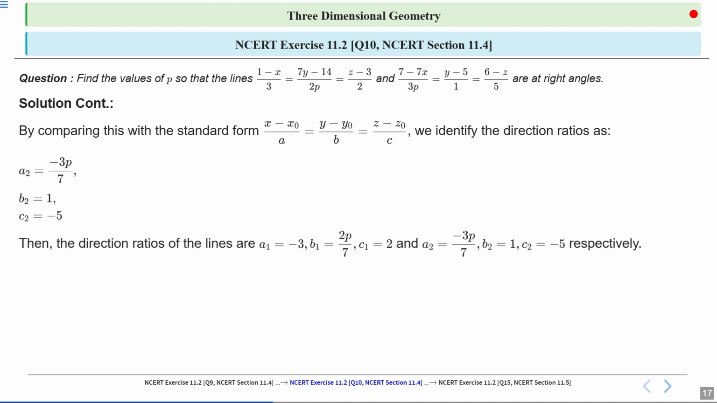Then the direction ratios of the lines are a1 is equal to minus 3, b1 is equal to 2p by 7 and c1 is equal to 2, and a2 is equal to minus 3p by 7, b2 is equal to 1 and c2 is equal to minus 5 respectively. Okay.